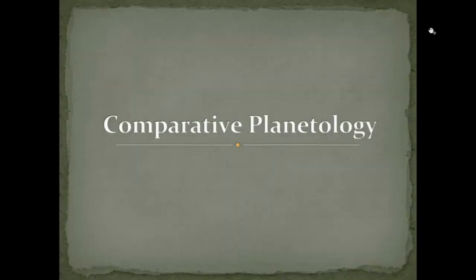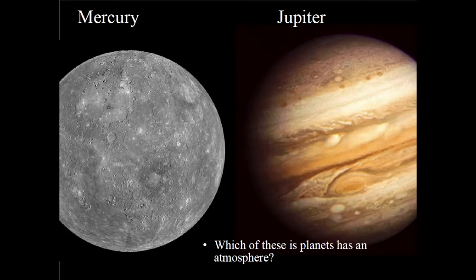To start our studies of extrasolar planets, I want to start off with what I call comparative planetology. This is simply comparing planetary features. So for example, we're looking at Mercury and Jupiter. If I asked you which of these planets has an atmosphere, what would you say?